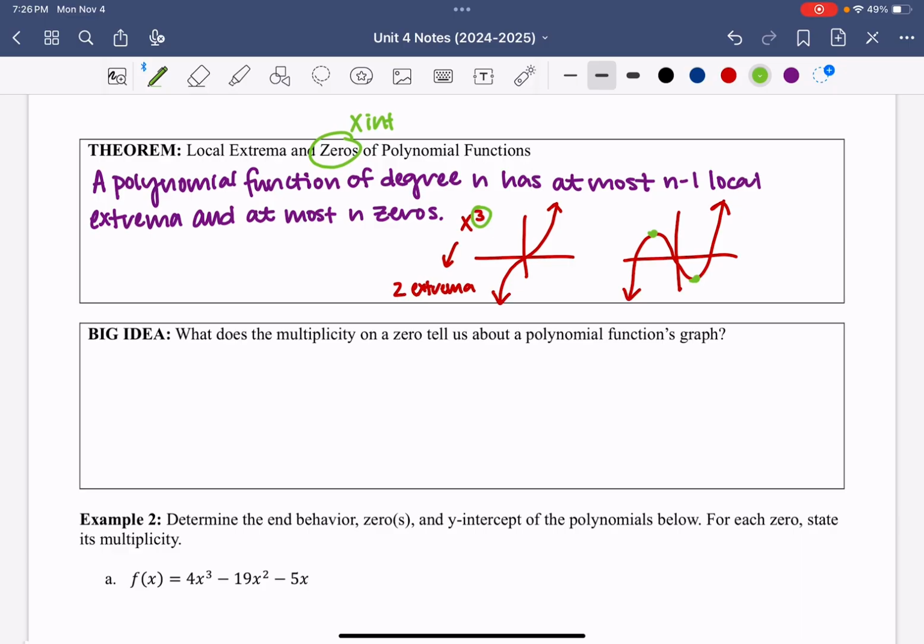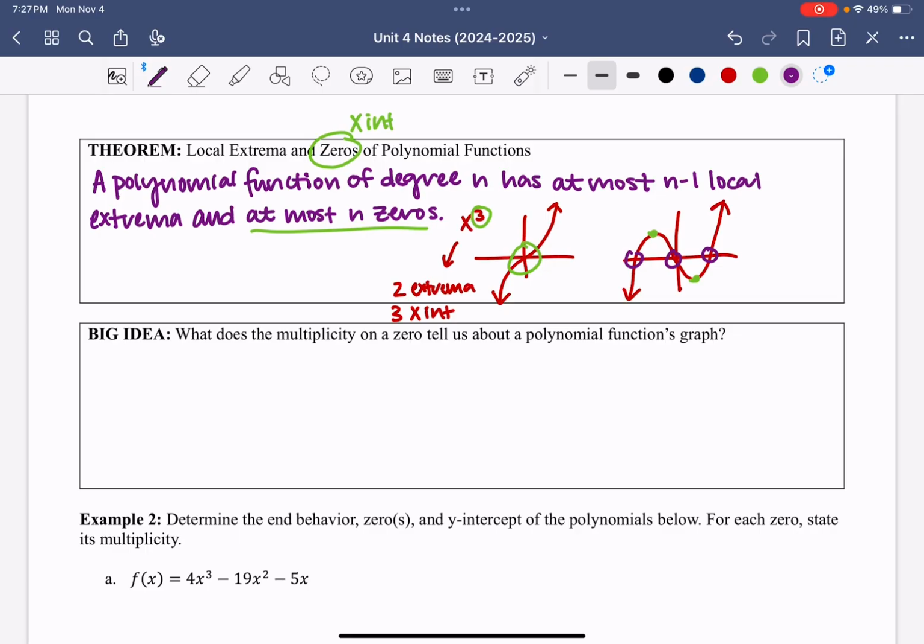Okay, and then the second part says that it has at most n zeros. So again, since our degree was 3, we can have at most 3 x-intercepts. Now, again, we know with the parent function, we only had 1, but if I look at the other graph, I have 1, 2, 3 x-intercepts. So the important part of this is that if we know what the degree is, we can plan out long-term what this could look like, okay? We know how many maxes and mins we should have. If we have more, we know we've done something wrong. Same thing with the zeros, okay?